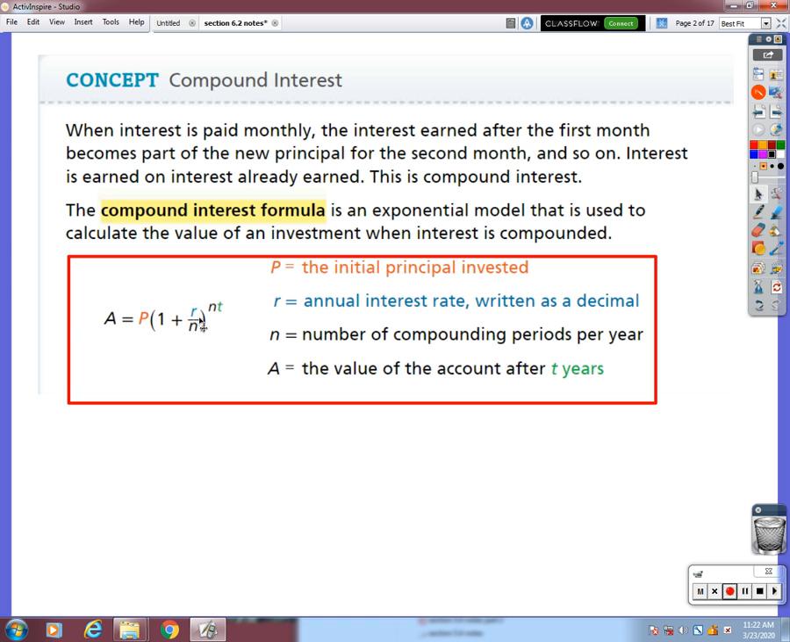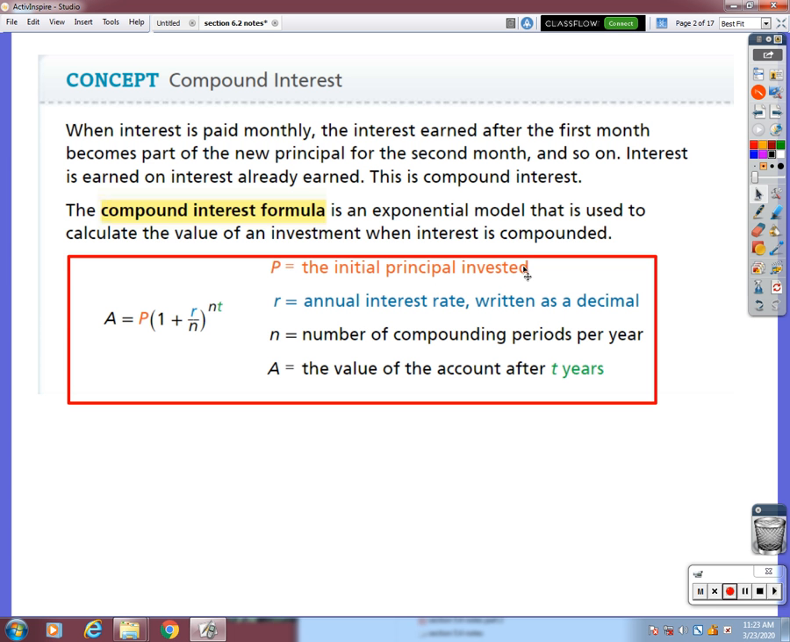But sometimes interest is added to an account more than once a year. If that's the case, then you need to divide the interest rate by the number of times per year that it's being deposited into your account. But then you need to multiply the number of years by the number of times the interest is being deposited.